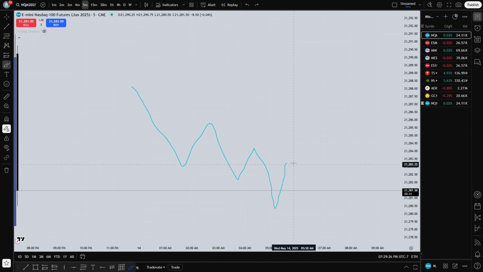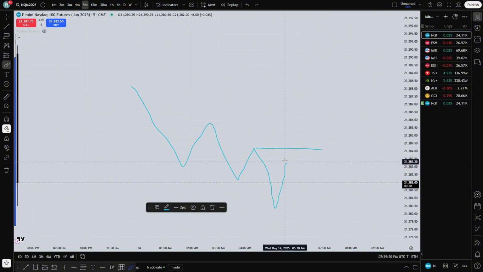So basically what we're going to look for is the pullback. Boom. Price comes up, closes above, and we're likely to go bullish. That's a change in market structure. So that's basically what it means. Let's go ahead and show you an example here.